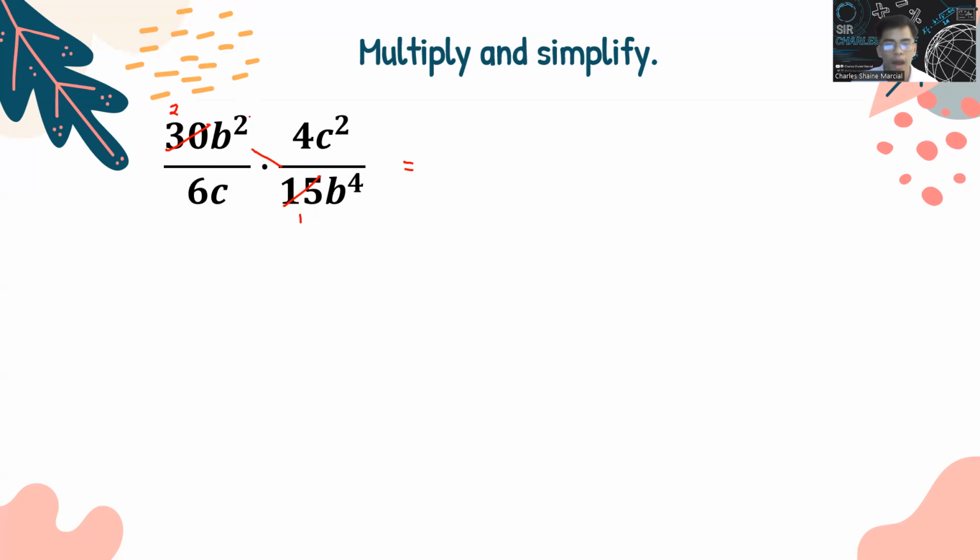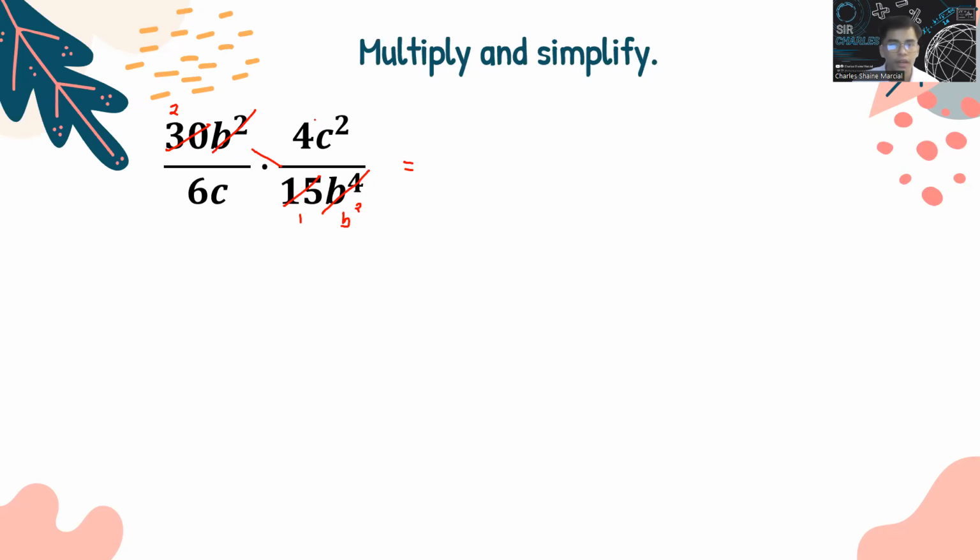And for the variable and exponents, makakancel na si b squared since mas mababa siya kay b raised to 4. And isubtract natin yung exponents nila. 4 minus 2, that is equal to 2. Kaya magiging b squared na lang yung b raised to 4.